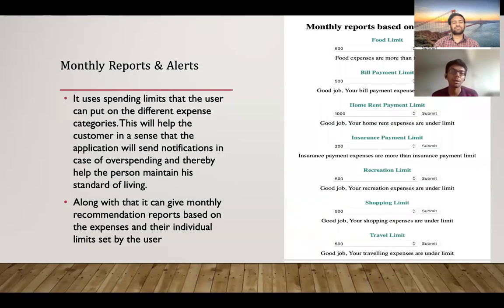Finally, our product can also give monthly reports and alerts. It uses the spending limit that the user can put on the different expense categories as mentioned earlier. This will help the customer in a sense that the application will send a notification in case of overspending or underspending, thereby helping the person maintain his standard of living. Along with that, it can give monthly recommendation reports based on the expenses and their individual limits set by the user.